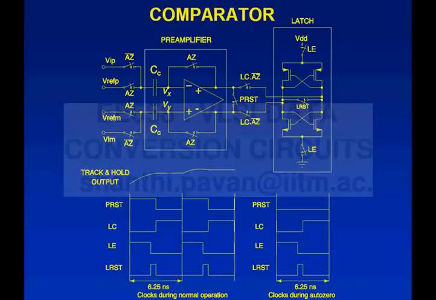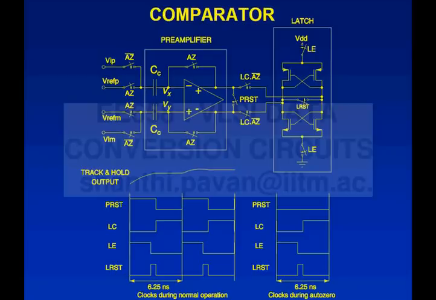So the output of the latch, when it's not connected to the preamp, will be a random, either a 1 or a 0, depending on mismatch here. That's all. The only thing to be aware of is that the output of the latch has got nothing to do with the input. It's got no correlation with the input whatsoever.